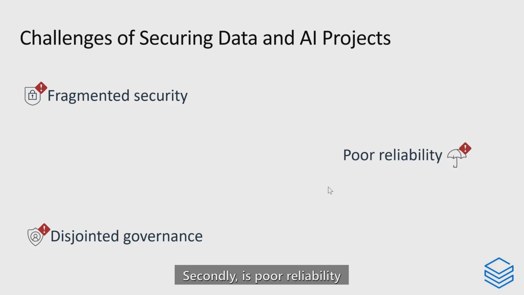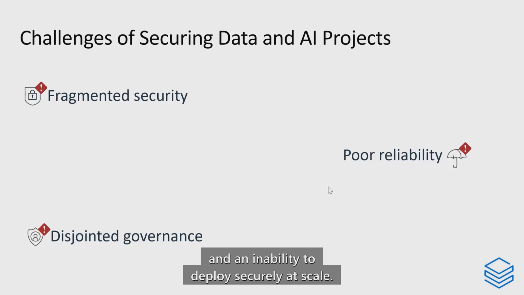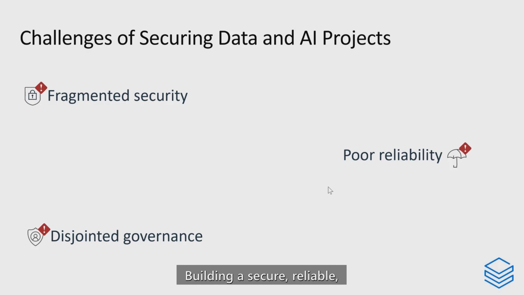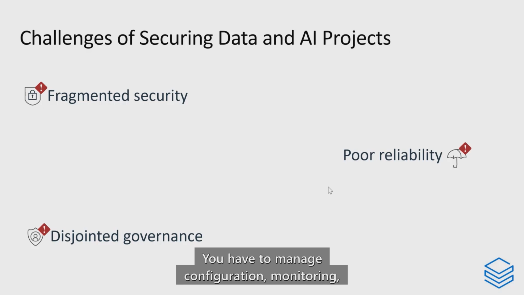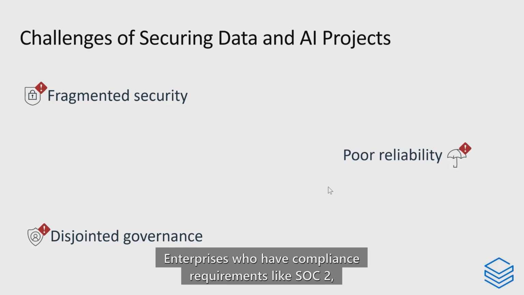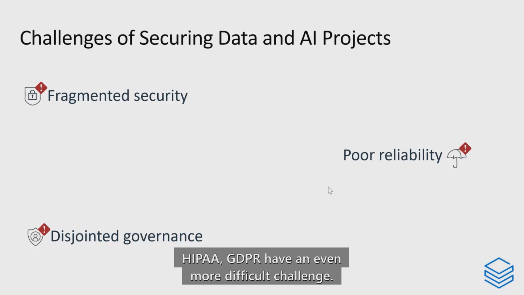Secondly, poor reliability and an inability to deploy securely at scale. Building a secure, reliable, and scalable architecture is not easy. You have to manage configuration, monitoring, patching, authentication, and security scanning. Enterprises who have compliance requirements like SOC 2, HIPAA, GDPR have an even more difficult challenge.